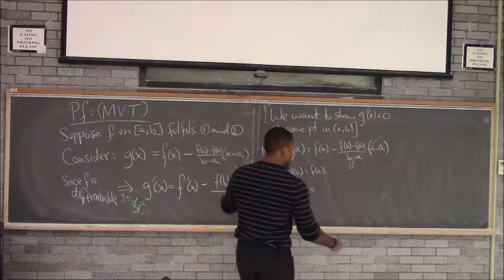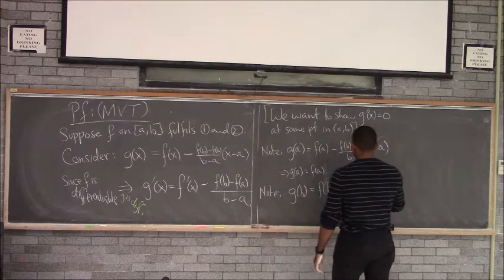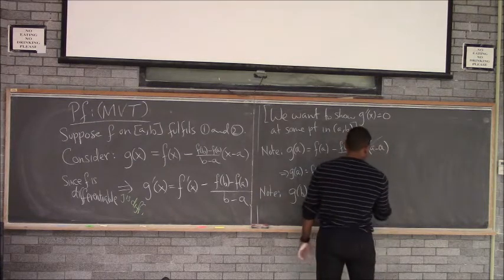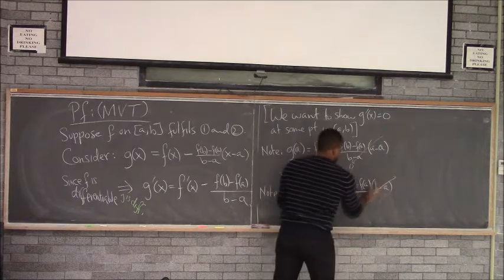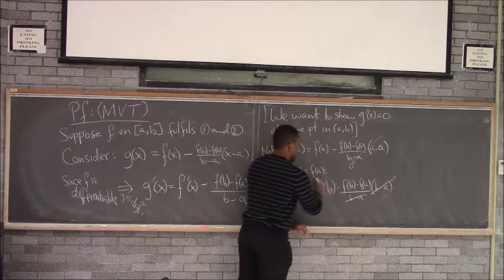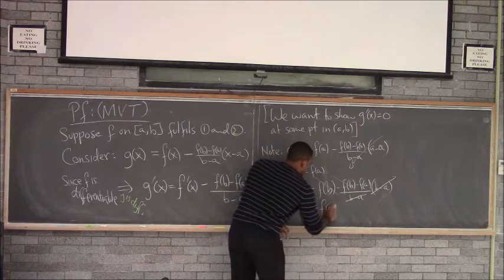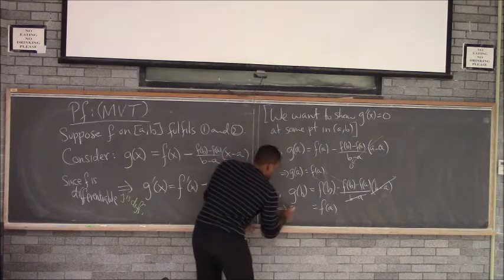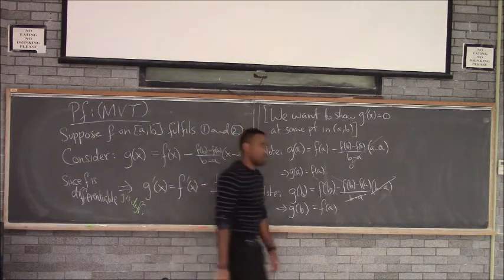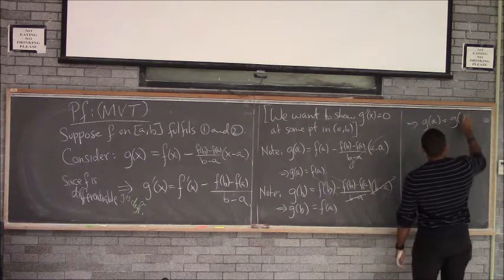Okay? Now note g of b. That means I'm going to go here, I'm going to plug in b for x. I'm going to get f of b minus f of b minus f of a over b minus a times, plug in b for x, b minus a. This is going to cancel with that. Then I'm going to have f of b minus f of b, that's going to cancel with that. Minus the minus f of a is going to give me f of a. So this means g of b is equal to f of a. But g of a is equal to f of a. This means g of a is equal to g of b.